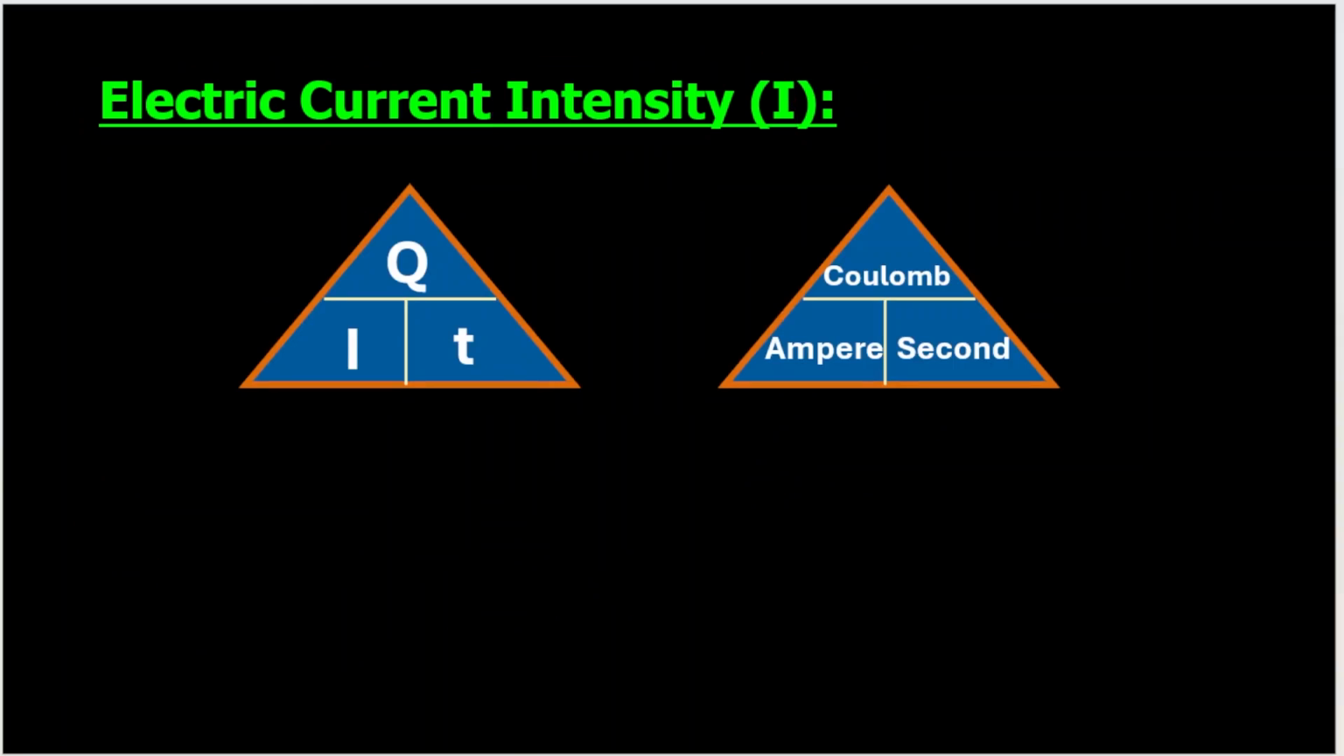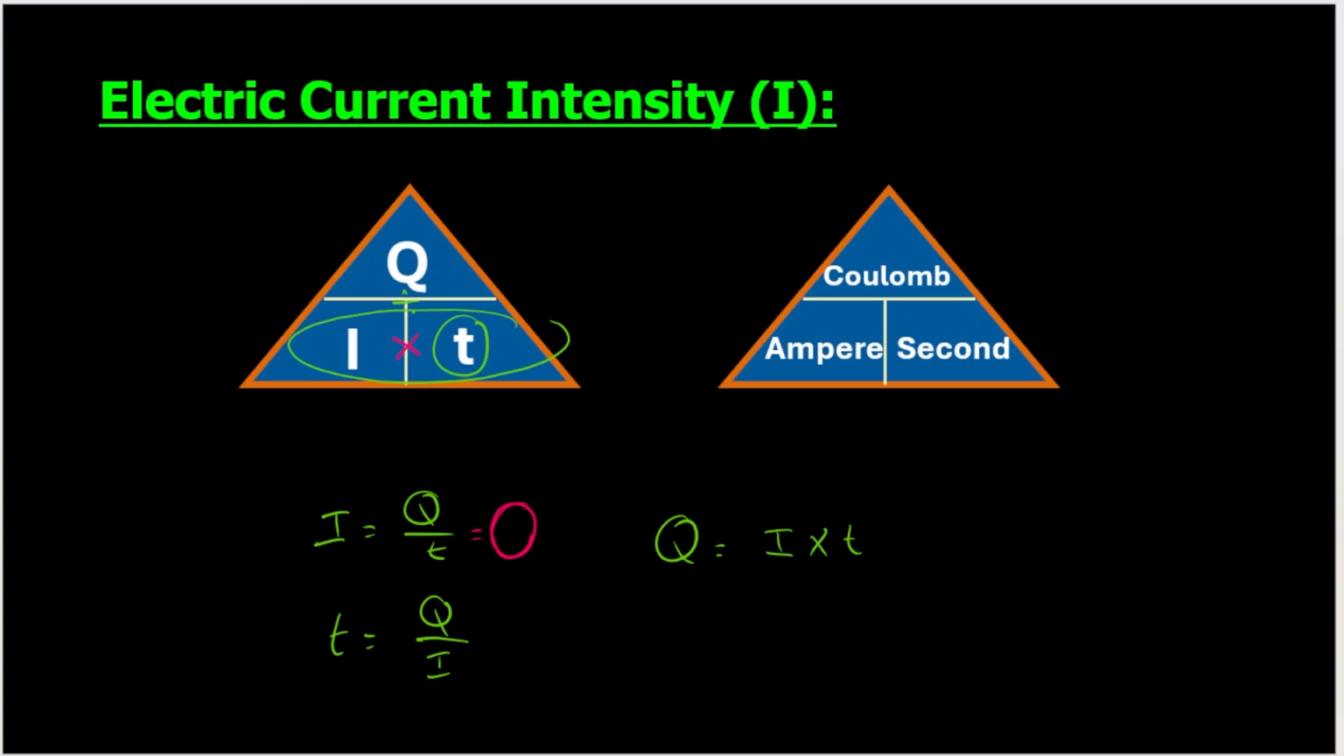So this is the first formula that we'll have. We will have I is equal to Q over T. So here you divide, but if you have them beside each other, you multiply. So what if you want T? Just cover it with your hand, it will be equal to Q over I. What if you want to find Q? Then you multiply I times T.